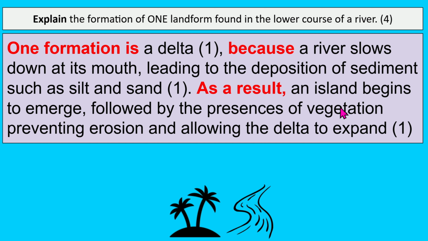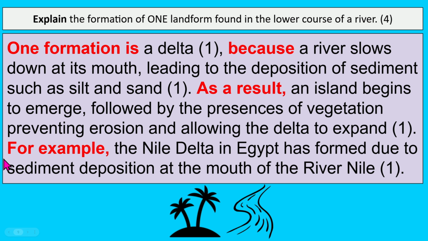So this second mark is going to really come from the idea of the island emerging and the vegetation allowing it to grow larger and larger. So how do I get that last mark? Well, I use that connective, for example. For example, the Nile Delta in Egypt was formed due to sediment deposition at the mouth of the River Nile. Interestingly, if you don't have an example, you could just put this means that. Over time, the land becomes more established and trees begin to emerge. That would also pick you up the mark, okay?